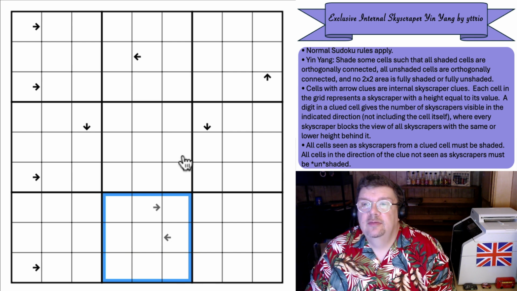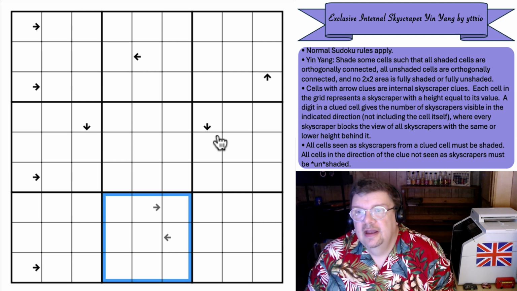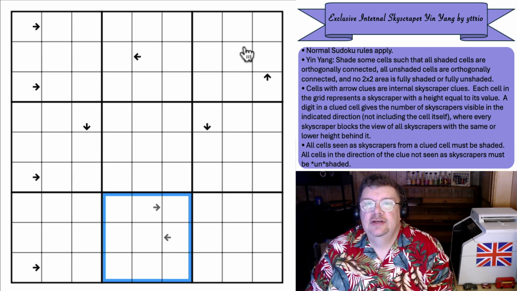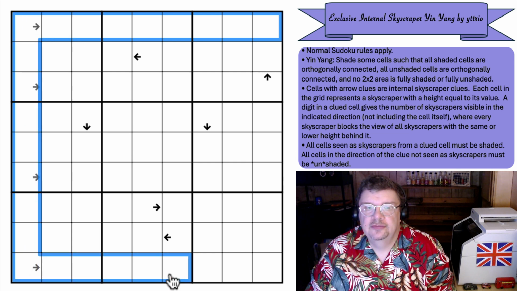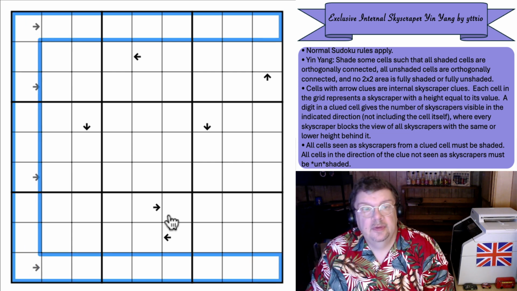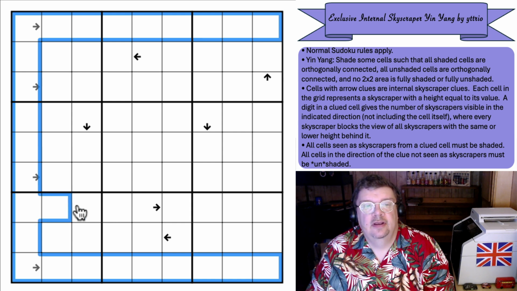Yin Yang: shade some cells such that all shaded cells are orthogonally connected, all unshaded cells are orthogonally connected, and no 2x2 area is fully shaded or unshaded. What does that mean? That means we are going to shade some cells in this grid. And let's have a look at a potential pattern.